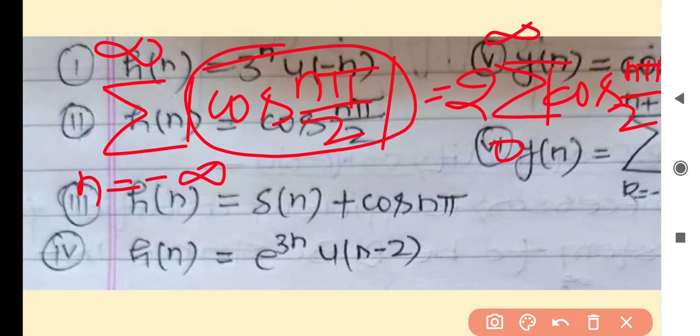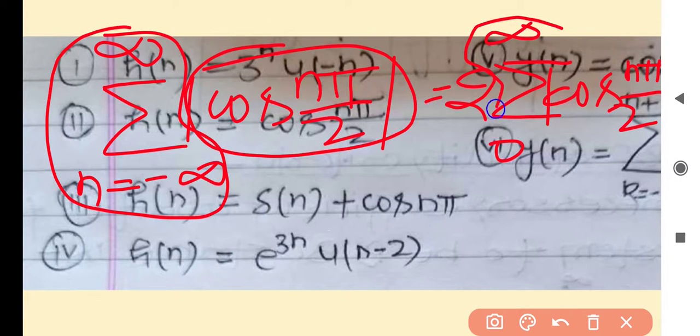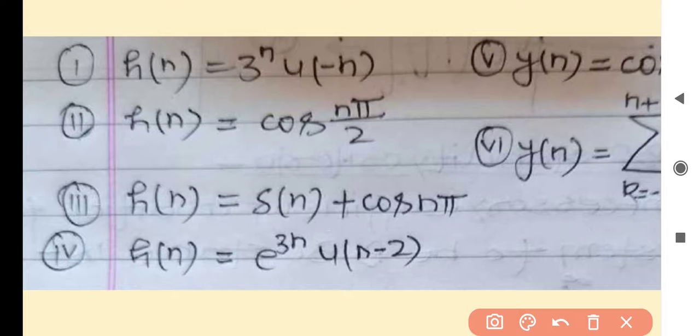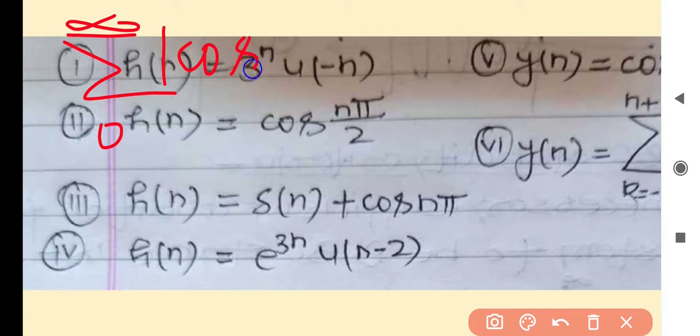Mod of cos n pi by 2. So this summation can be written in this way also. The limit will change: instead of minus infinite to plus infinite, it will become 0 to infinite, and 2 times the function. So we can write it as summation, n is from 0 to infinite, mod of cos n pi by 2.